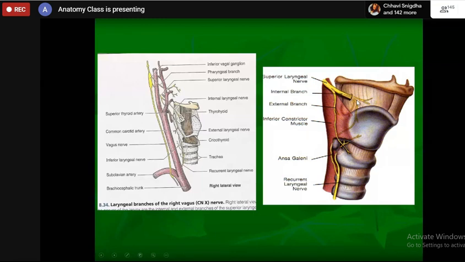Now the vagus nerve gives another nerve which is recurring, that's why it is known as the recurrent laryngeal nerve. So these are the branches of the vagus in the neck region. What you mainly have to know is the internal laryngeal nerve. Is the piriform fossa clear?